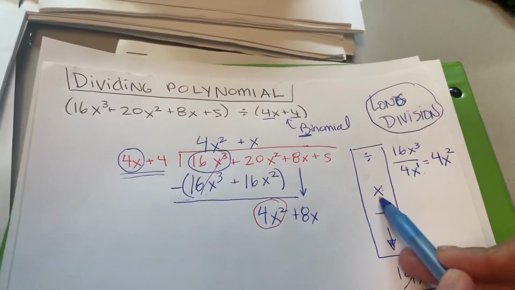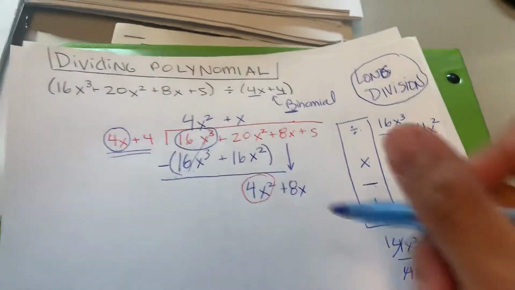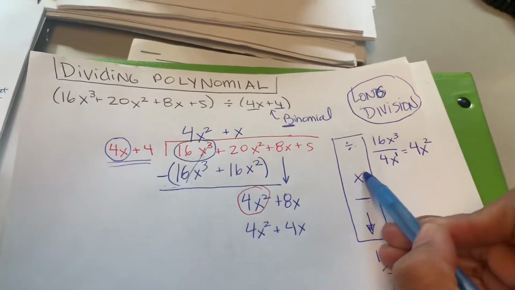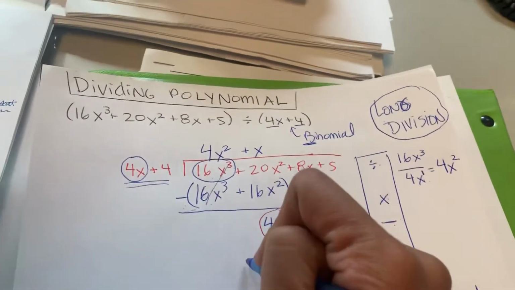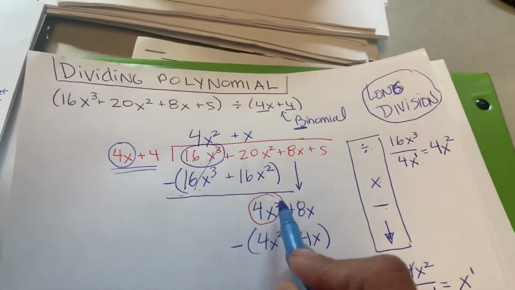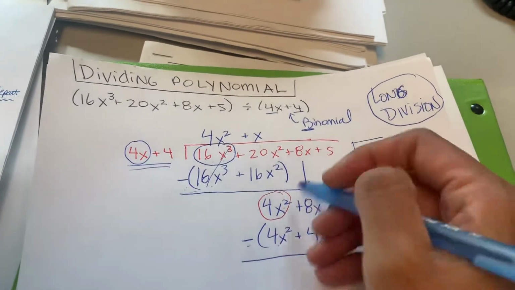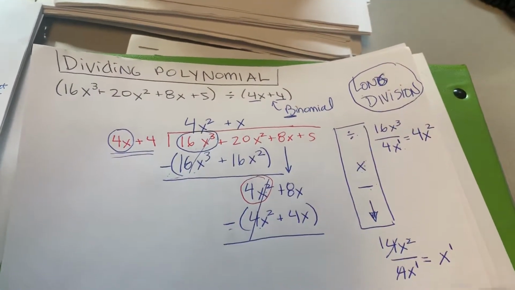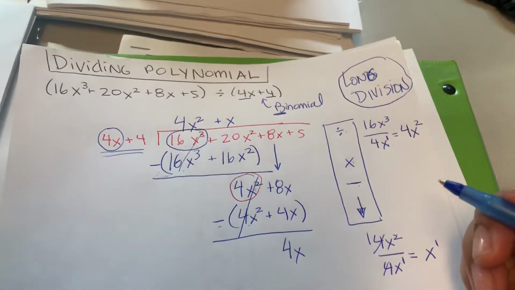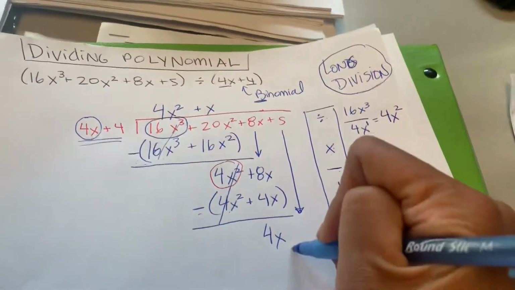And then I multiply. X times everything outside here gives me 4x squared plus 4x. And then I subtract. So when I subtract, I put this in parentheses to emphasize I'm subtracting this minus all of this. So when I subtract 4x squared minus 4x squared is 0, no coincidence. 8x minus 4x will give me 4x. Last but not least, I drop it like it's hot, I get plus 5.